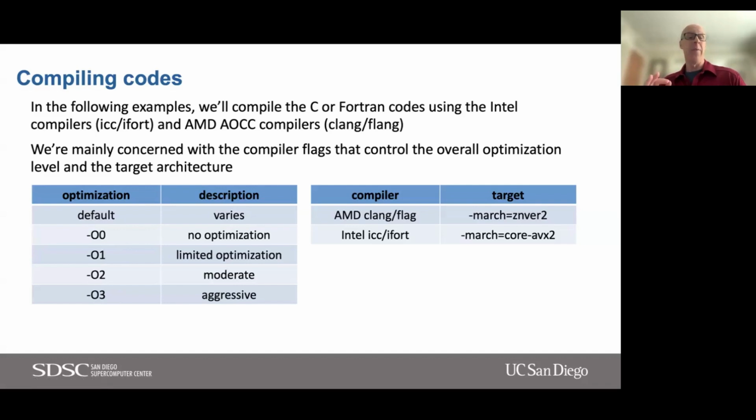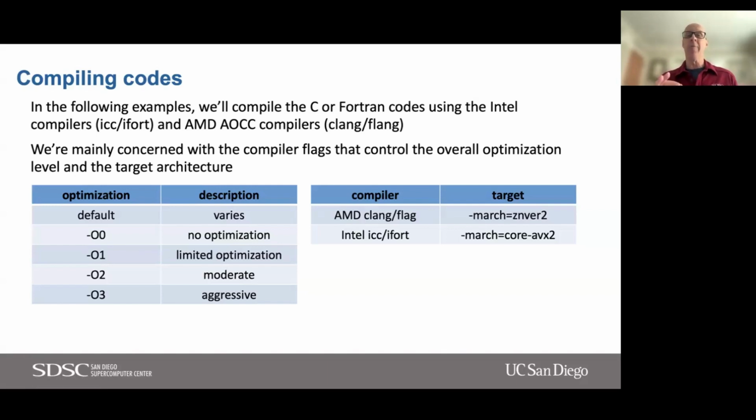It's pretty universal that C and Fortran compilers will have optimization levels. They're called -O0, O1, O2, and O3. And there's also a default, which is going to vary from compiler to compiler. If you do -O0, you're going to get very, very slow code where absolutely no optimization is done by the compiler. -O1 is going to be limited optimization, -O2 is going to be moderate, and -O3 is aggressive.